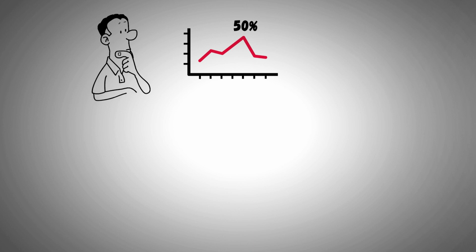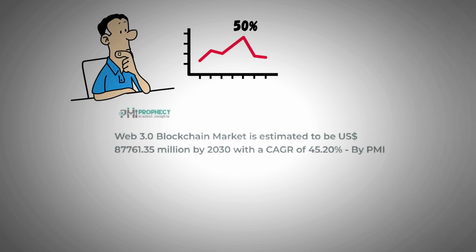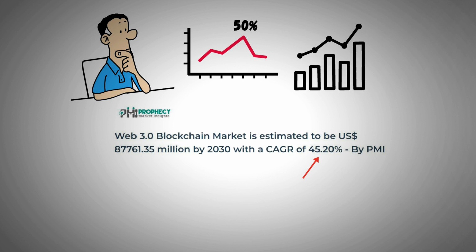So, for predicting the price of Aave tokens, I have assumed that it will grow by at least 50% of the increase of the value of liquidity locked in the Aave protocol. Let's see if we can forecast the liquidity 10 years down the line. As per the report of Prophecy Market Insights, the global Web 3.0 blockchain market is expected to grow by a compounded annual growth rate of approximately 45%. Even if we assume that the growth in the Web 3.0 market will not exactly translate into growth in the price of crypto, we can assume that the overall crypto market cap will at least grow by half. That is at the rate of 22.5%.